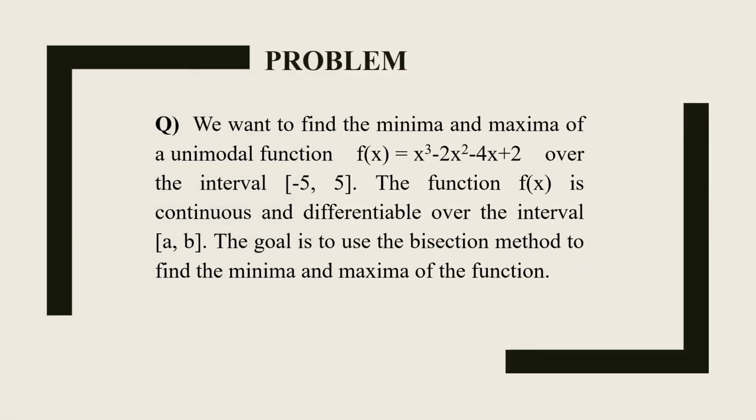Let us go through the problem. We want to find the minima and maxima of a unimodal function f of x equals x cubed minus 2x squared minus 4x plus 2 over the interval minus 5 comma 5. The function f of x is continuous and differentiable over the interval a comma b. The goal is to use the bisection method to find the minima and maxima of the function.